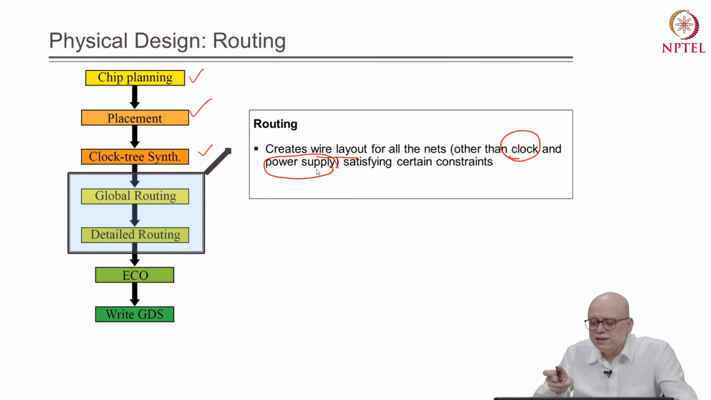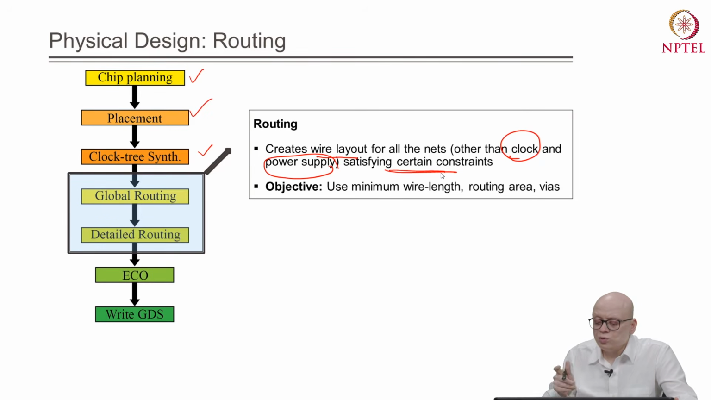And while routing, it needs to satisfy some constraints. The constraints may be related to delay or wire length or some measure. So, the objective is to minimize wire length. Typical objectives of a routing algorithm are to minimize wire length, routing area, or the via count. Other objectives could be to minimize delay or improve the maximum operable frequency for a given circuit.